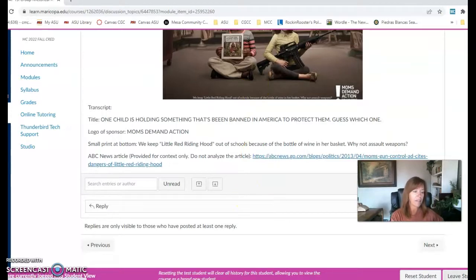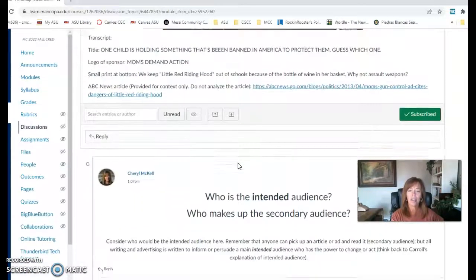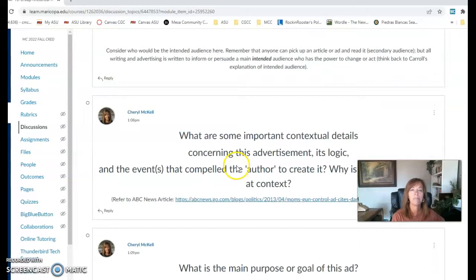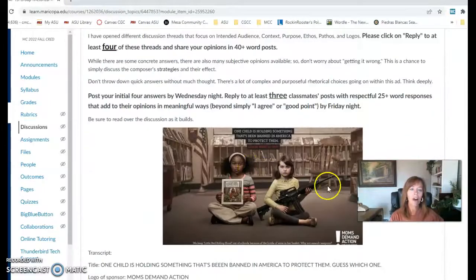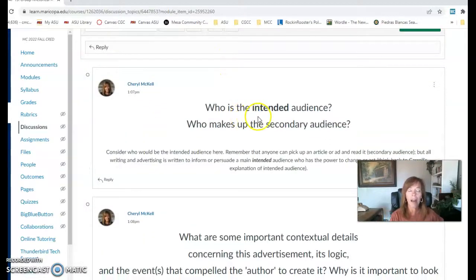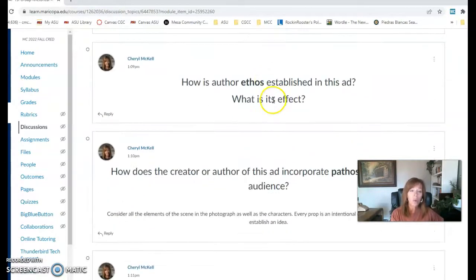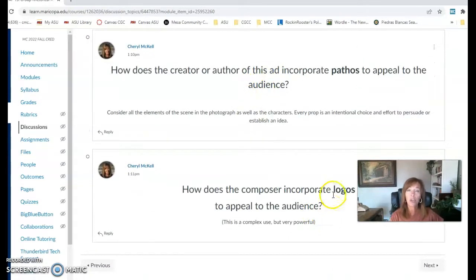I'm going to leave student view right here really quick because I need to share these. I've got 1, 2, 3, 4, 5, 6 replies here. You're going to pick 4 of them and offer 40-word posts in response to 4 of them. Okay, so you can just pick at least 4. So who is the intended audience? What are some of the contextual details? What is the goal of this ad? How does the author establish ethos? How do they incorporate logos?